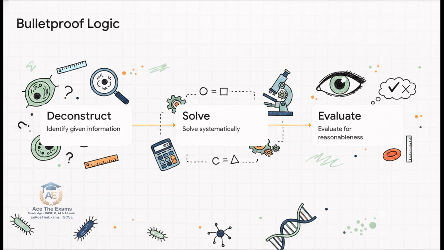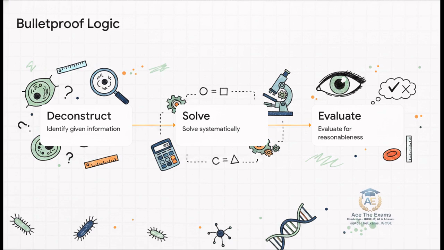Step 1. Deconstruct the given information. What are you actually looking at? What are your starting units? Step 2. Solve systematically. Actually write out your exact formula and show every single step of your math. Don't skip anything in your head. And step 3, which so many people skip, evaluate for reasonableness. Just stop and think about it for a second.